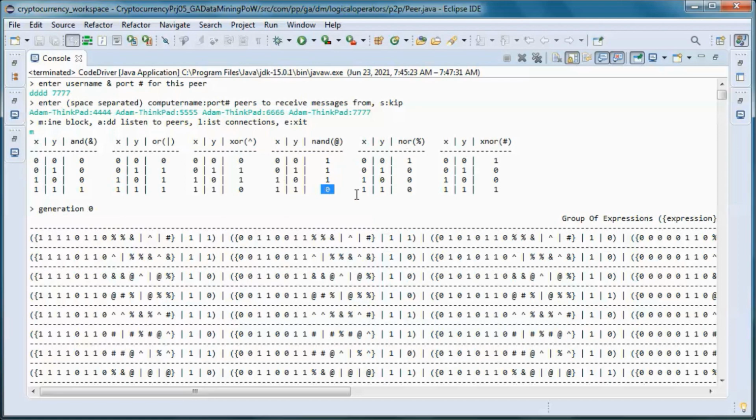And NOR is the inverse of OR, same thing, here we have a 0 and 3 ones, and we end up here with a 1 and 3 zeros. And XNOR is the inverse of XOR, so here we have a 0, 2 ones and a 0, so we end up here with a 1, 2 zeros and a 1. And I picked those symbols to represent the NAND, the NOR, and the XNOR.